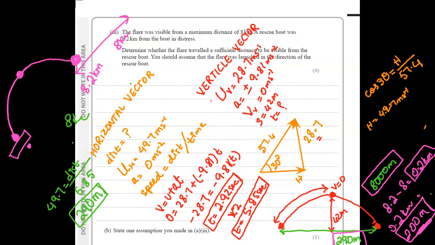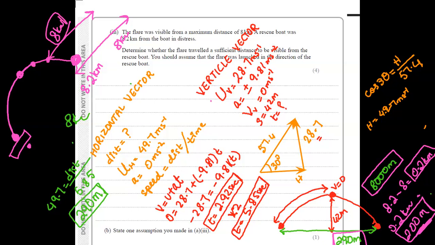So when our flare completes the entire journey, it's traveling greater than 200 meters, meaning that most definitely at some point in its journey, maybe around here, maybe because the total distance is 290, almost 300 meters, right? So maybe somewhere here, at some point, the distance between our rescue ship and the flare is going to be within the 8 kilometers mark, and the rescue ship will be able to see it.